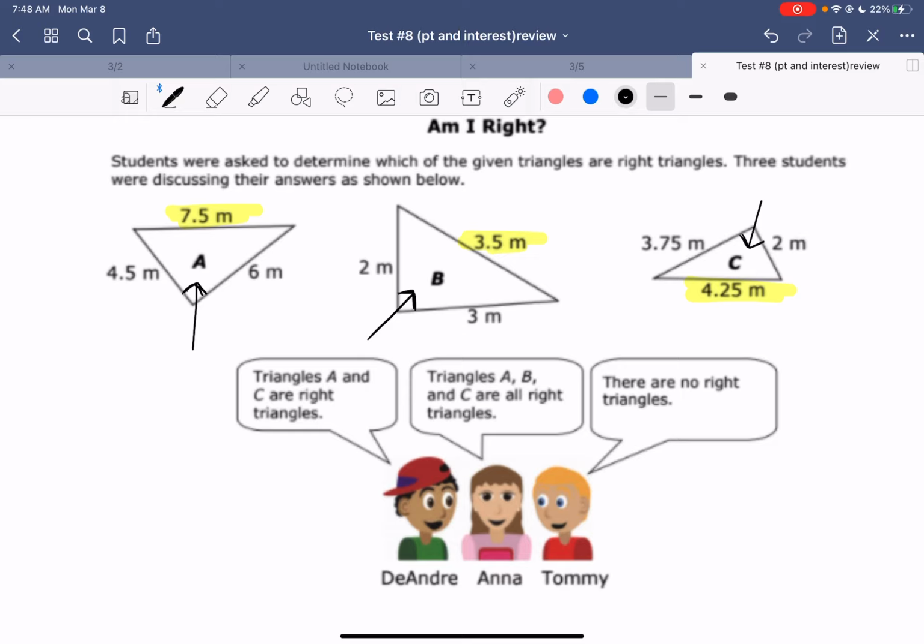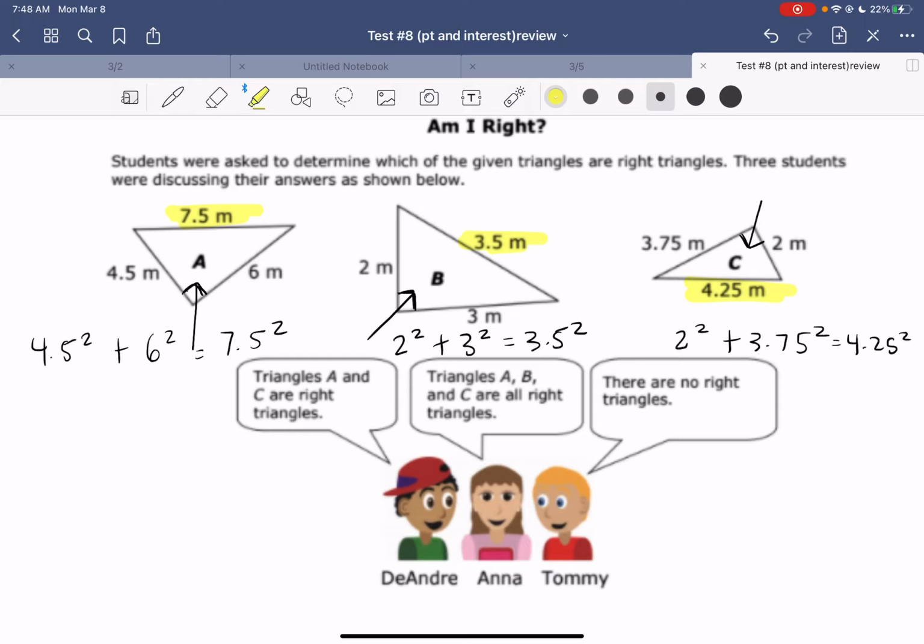So what I can do is say 4.5 squared plus 6 squared equals 7.5 squared. I can say 2 squared plus 3 squared equals 3.5 squared. And the last one, 2 squared plus 3.75 squared equals 4.25 squared. So what you'll want to do is get your calculator out and tell me which of these students is correct. They are all giving different ideas as to why and which ones are right triangles. So go ahead and take a moment, pause the video, and figure that out.